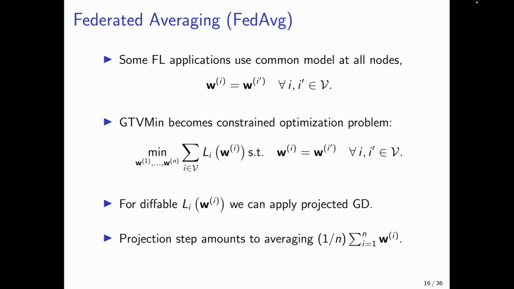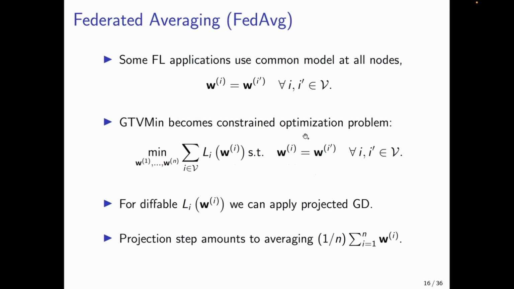So in federated averaging, we say we want to learn the same model parameter at each node. We want to learn one model that can be used for all nodes. But we want to learn this model by using the information in distributed local data sets. And we don't want to collect all the local data sets together to train this one single model. So one way to do it is to use GTV minimization using hard constraints.